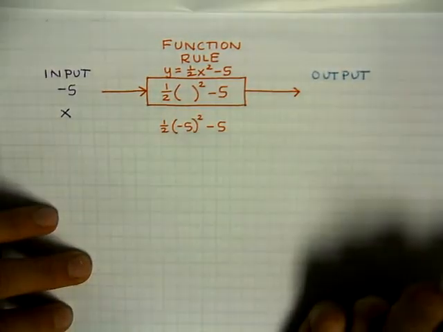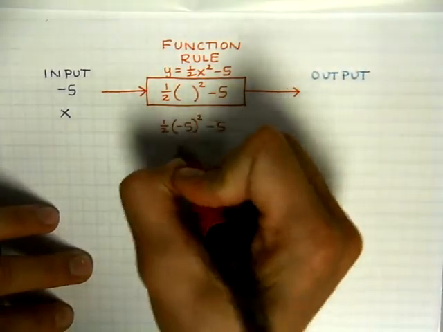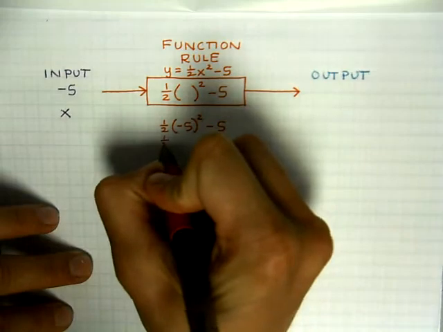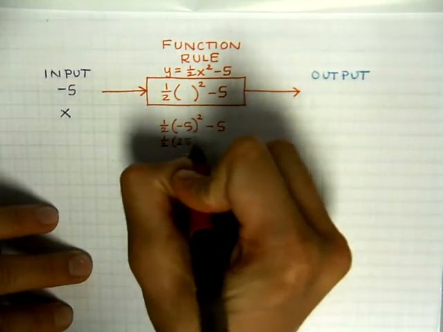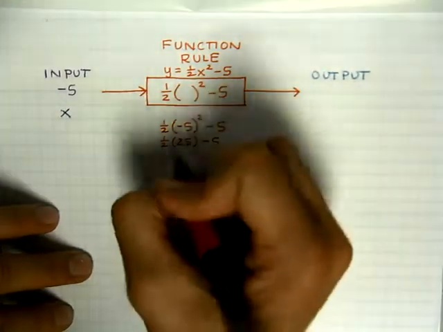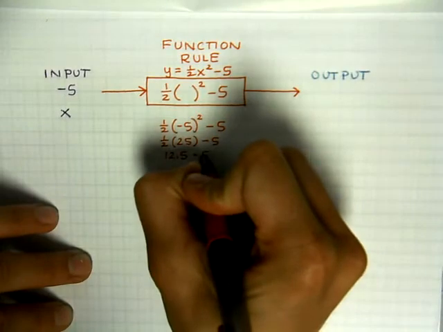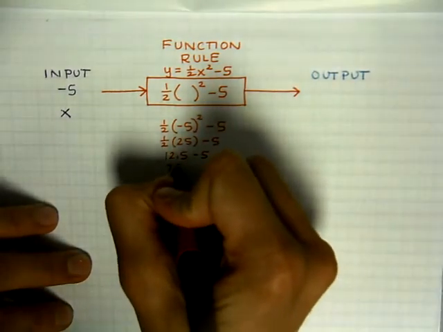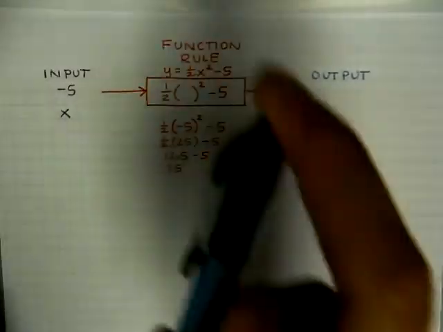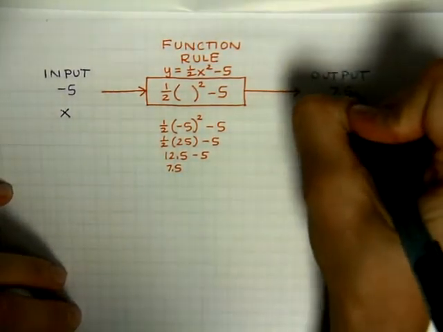And then I simplify using order of operations. First, I will do the exponents. So -5 squared is 25, so I'll have 1/2 times 25 minus 5. Then I deal with the multiplication. 1/2 times 25 would be 12.5. And then finally I subtract and I get 7.5. So my output, or the y value, is 7.5.